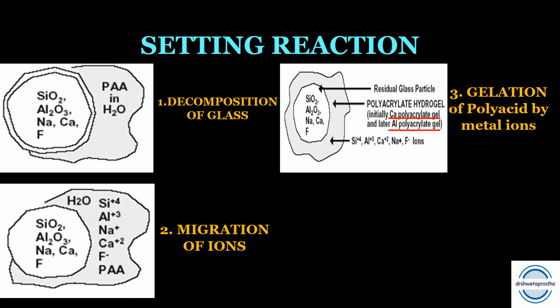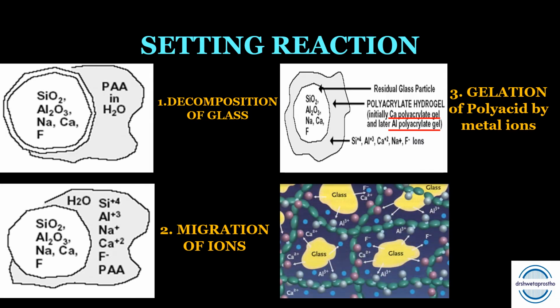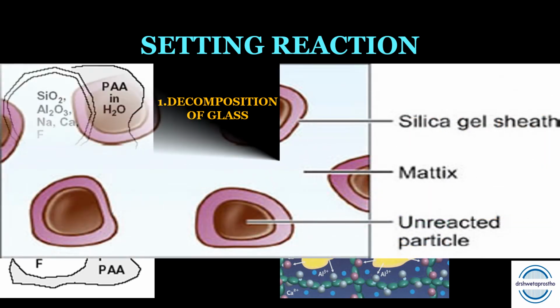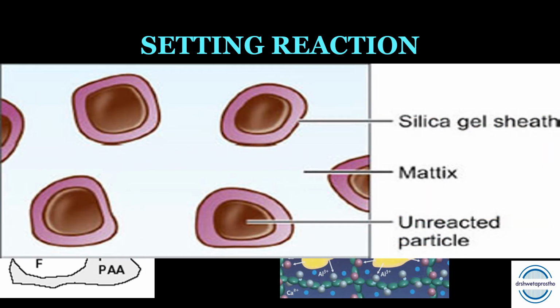Then the water plays an important role. The hydration takes place. The maturation of the gel takes place with the help of water, which adds strength to the cement. And last, the silica gel sheath is formed. The unreacted glass powder particle is sheathed or covered by a silica gel. And this hydrated gel is formed by the ions of calcium, aluminium, sodium and fluoride from the glass particles.